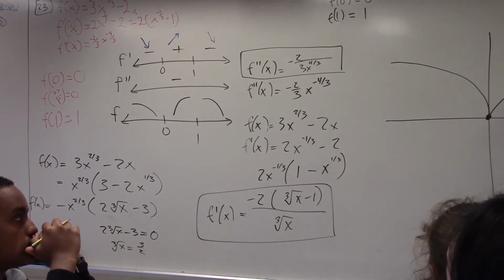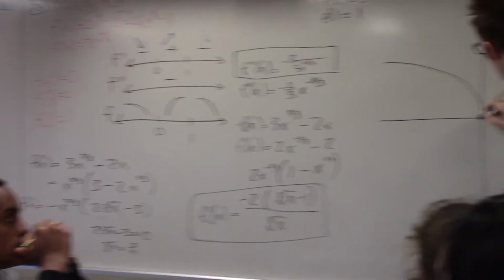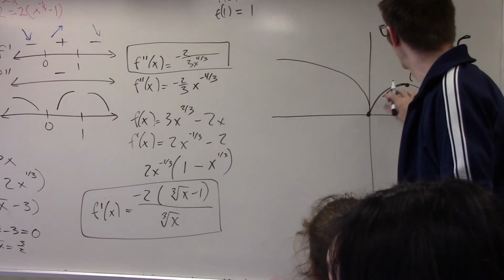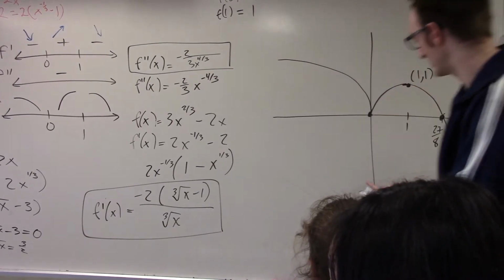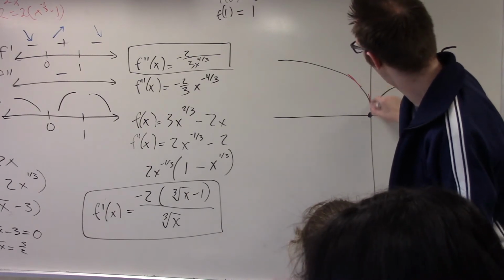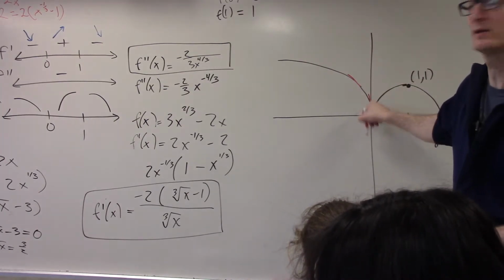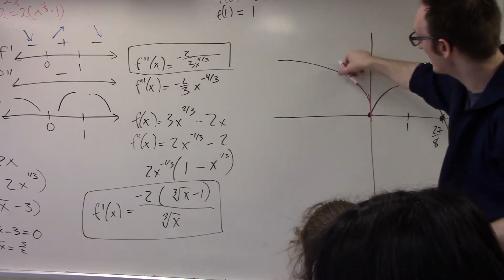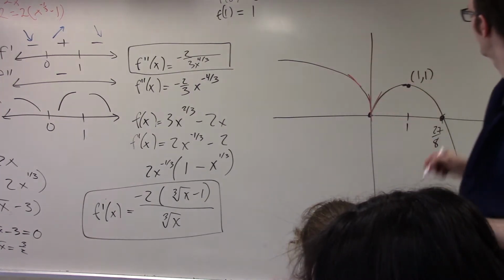Relative max at (1, 1), kind of a traditional relative max, and a relative min at (0, 0), which is like a sharp point. And in fact, what's happening to these tangent lines as they get really close to 0? Here the slope is like negative infinity, and here the slope is positive infinity. And then we go down.